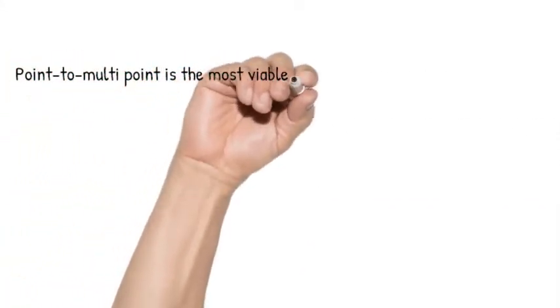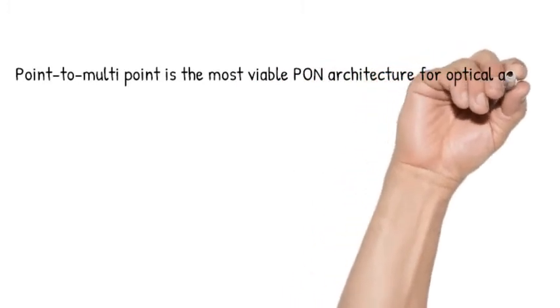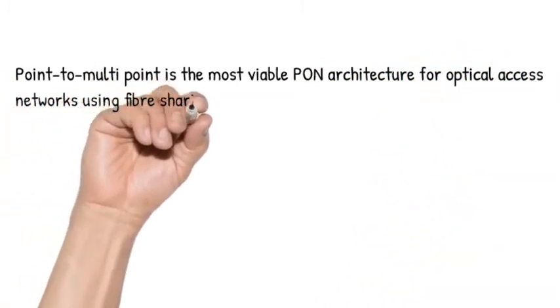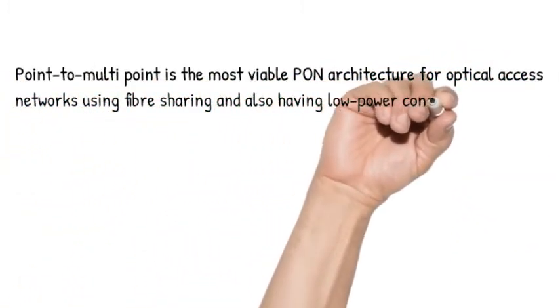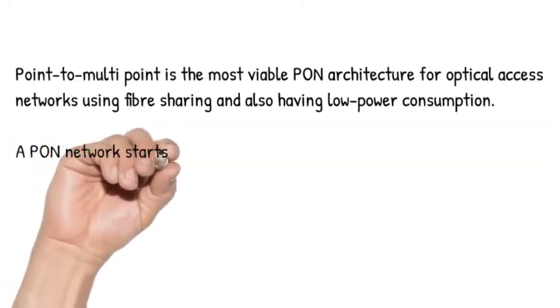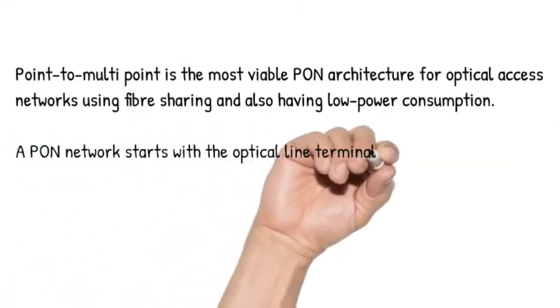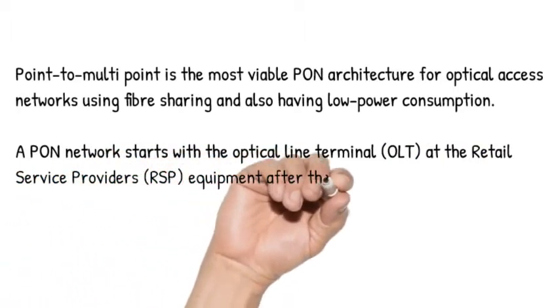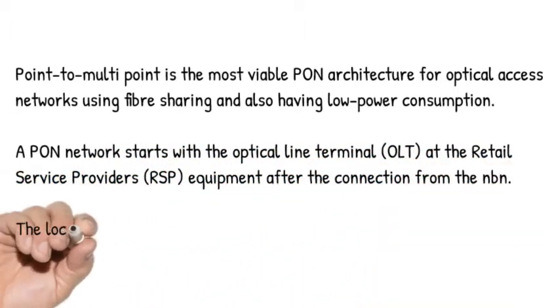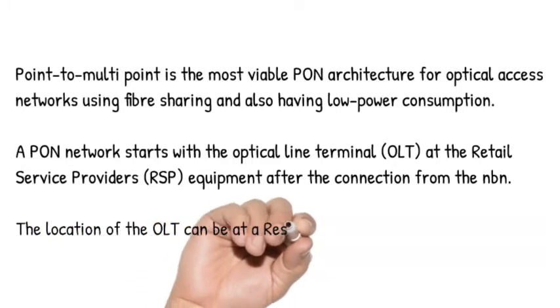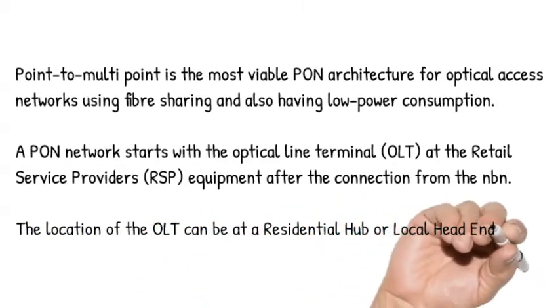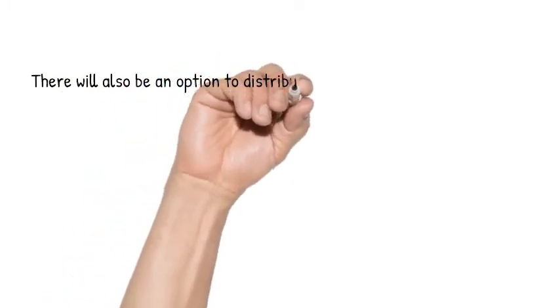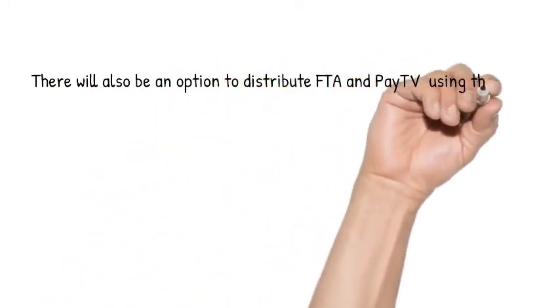Point-to-multipoint is the most viable PON architecture for optical access networks, using fiber sharing and also having low power consumption. A PON network starts with the optical line terminal, called an optic line terminator, at the retail service provider's (RSP) equipment. After the connection from the NBN, the location of the optic line terminator can be at a residential hub or local head end. There will also be an option to distribute free-to-air and pay TV using the same fiber.